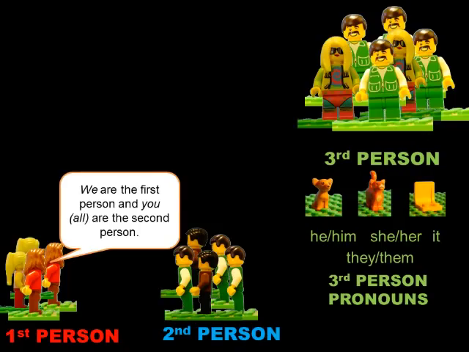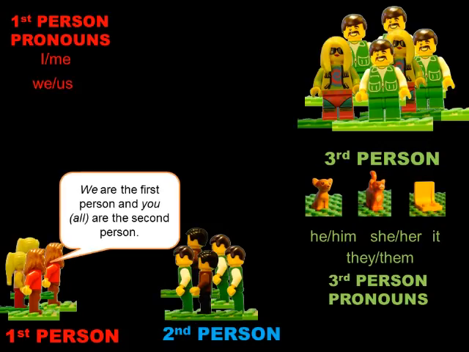We can see the first person clearly in English when we see or hear the first person pronouns: I or me, and we or us. In English, we do not have so many second person pronouns. The person or people being spoken to are always you, whether there is one person or many people. Many other languages have different words for you when you are talking to one person compared to you when you are talking to many people.